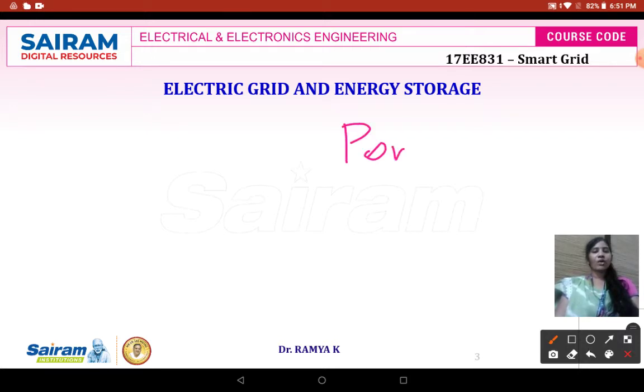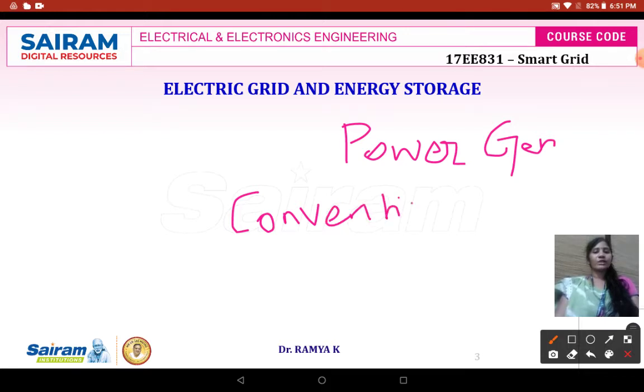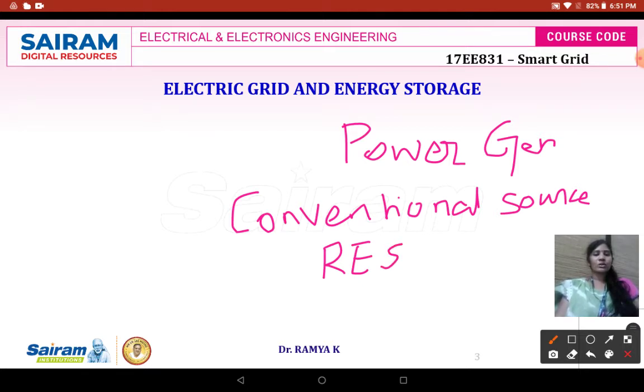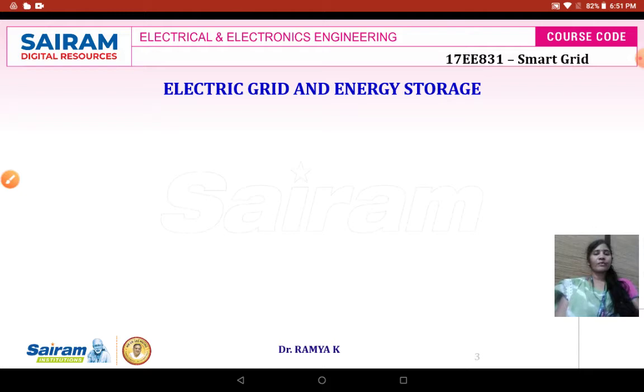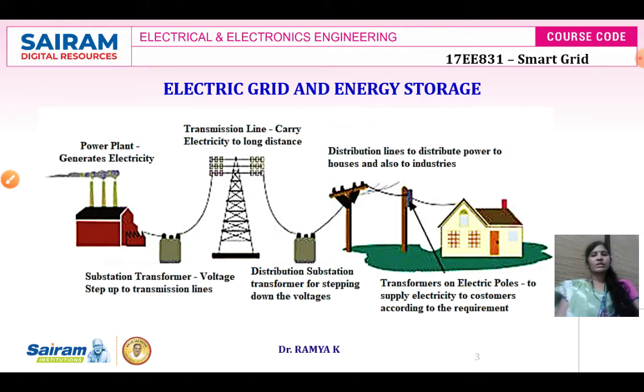There are two different sources where we can generate power. The first one is the conventional source and the second one is the renewable energy source, that is RES. Under renewable energy sources we have solar, wind, hydro and so on. So it is the normal grid.